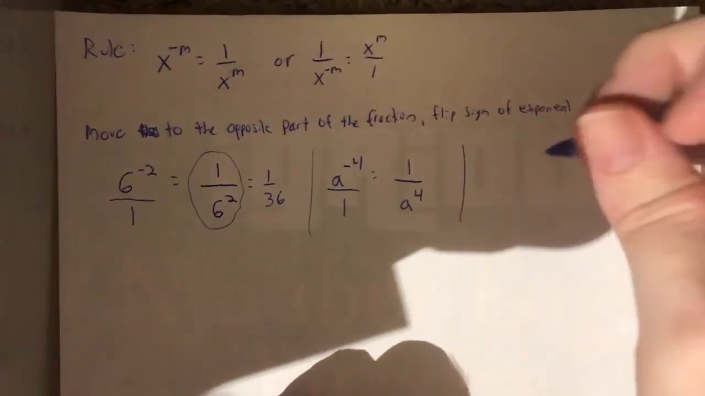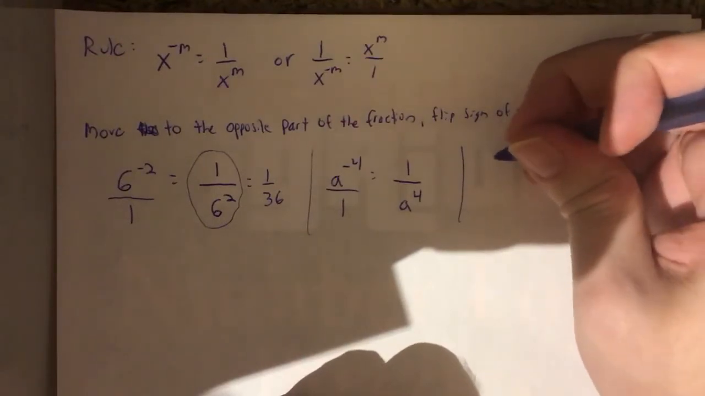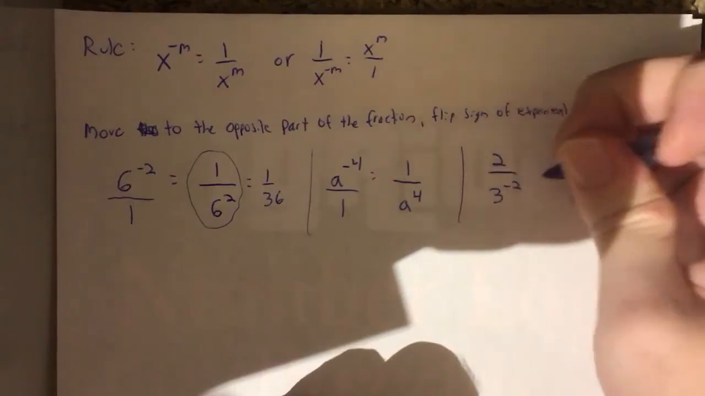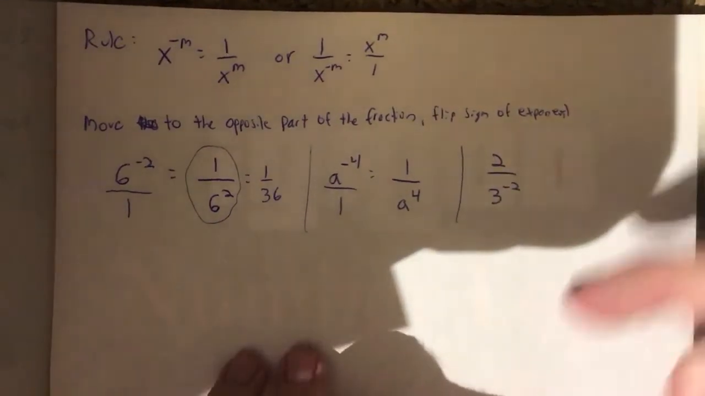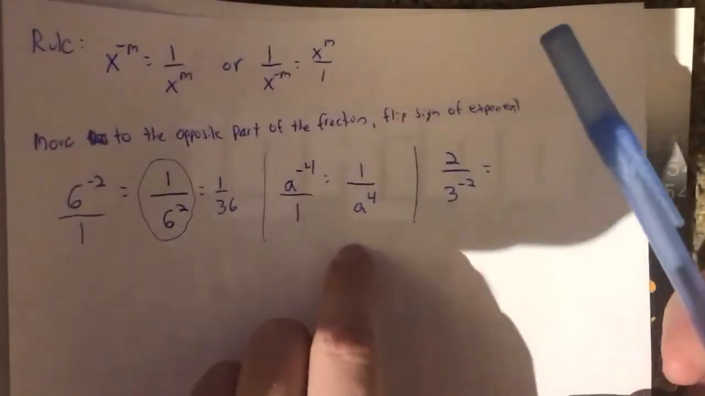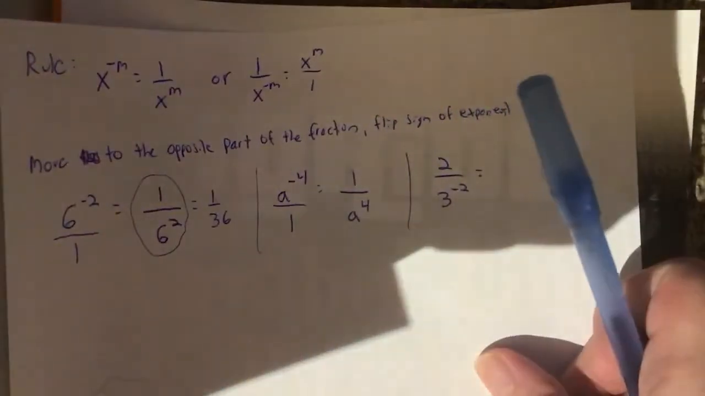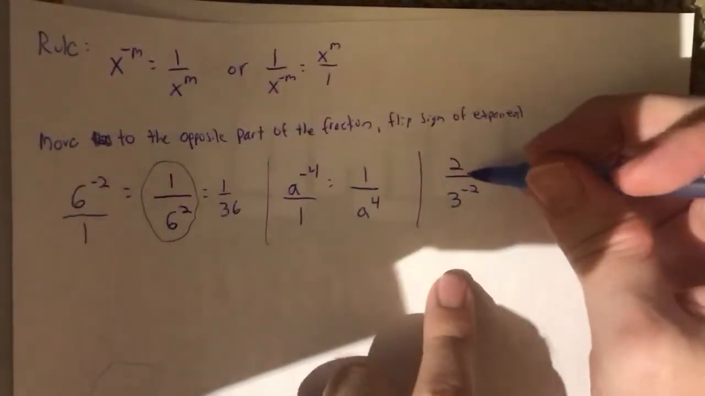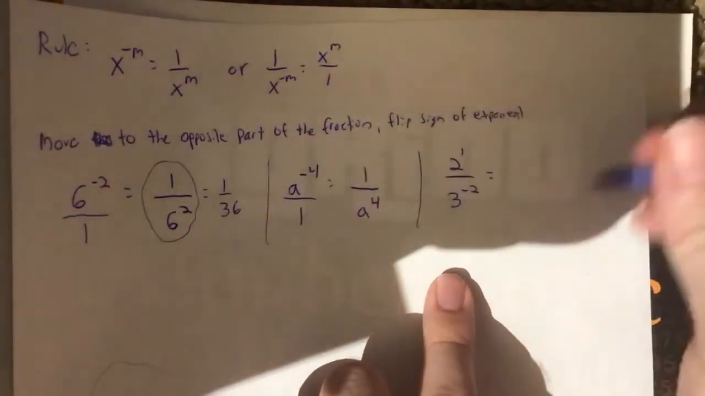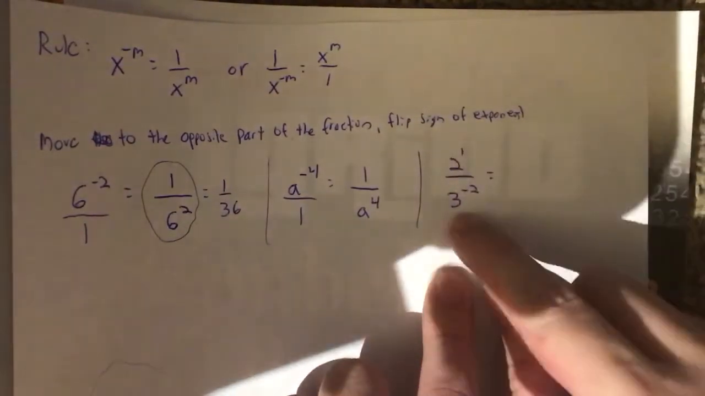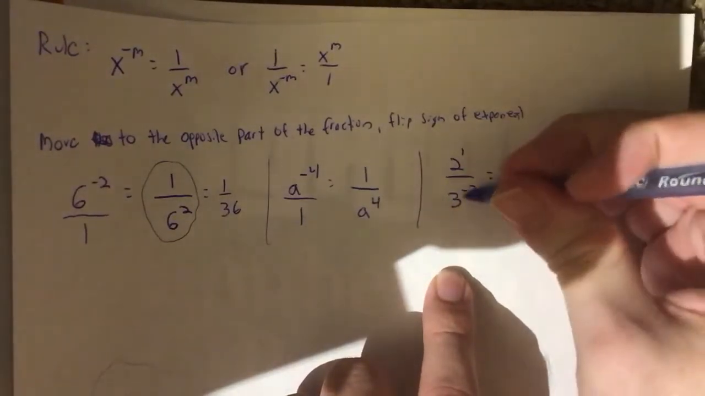And another one with a single exponent. Let's do this. 2 over 3 to the negative 2. Okay, here you've got to be careful. The only thing I move is the pieces with the negative exponent. If it doesn't have a negative exponent, leave it alone. So in this example, I leave the 2 alone. This is really just 2 to the 1st. I don't care about this part because it's already positive. Leave it alone. The only part here I have to worry about is the 3 to the negative 2nd.